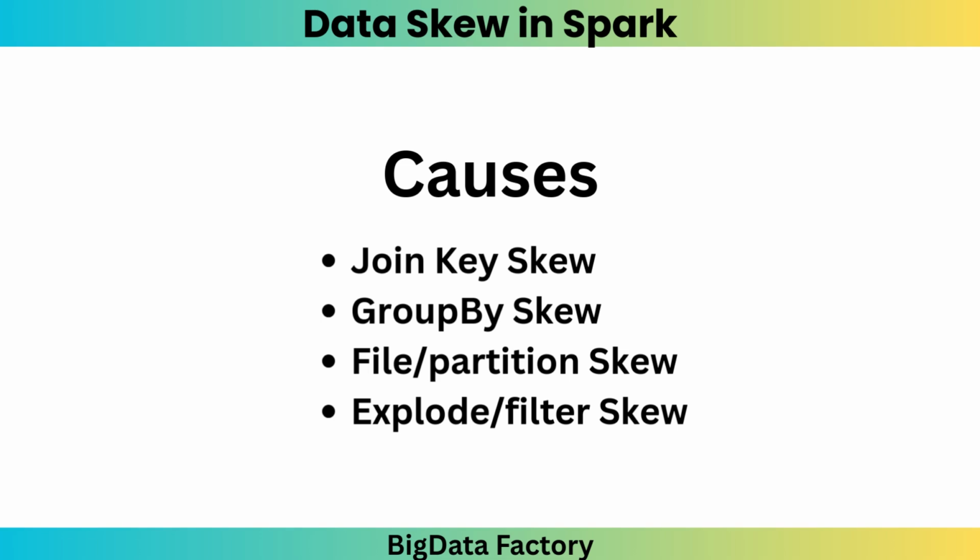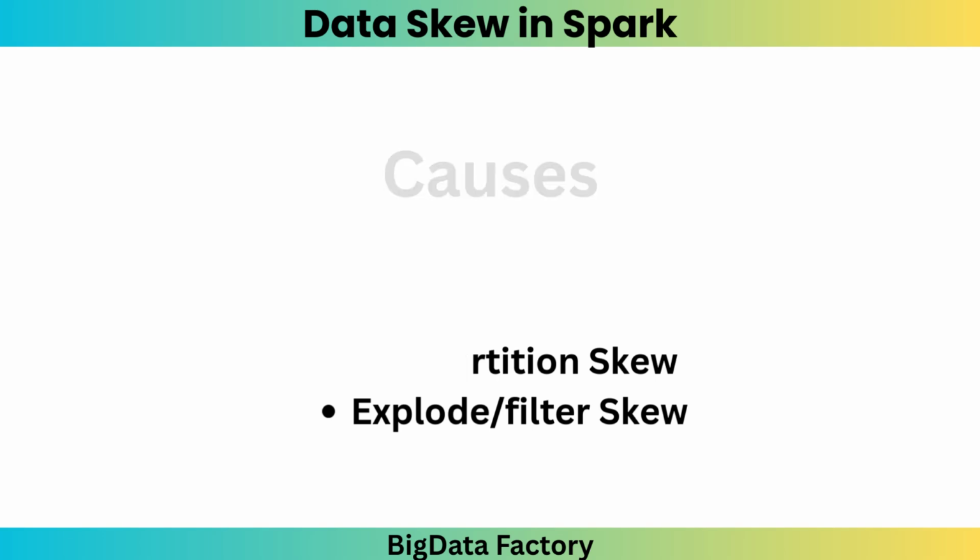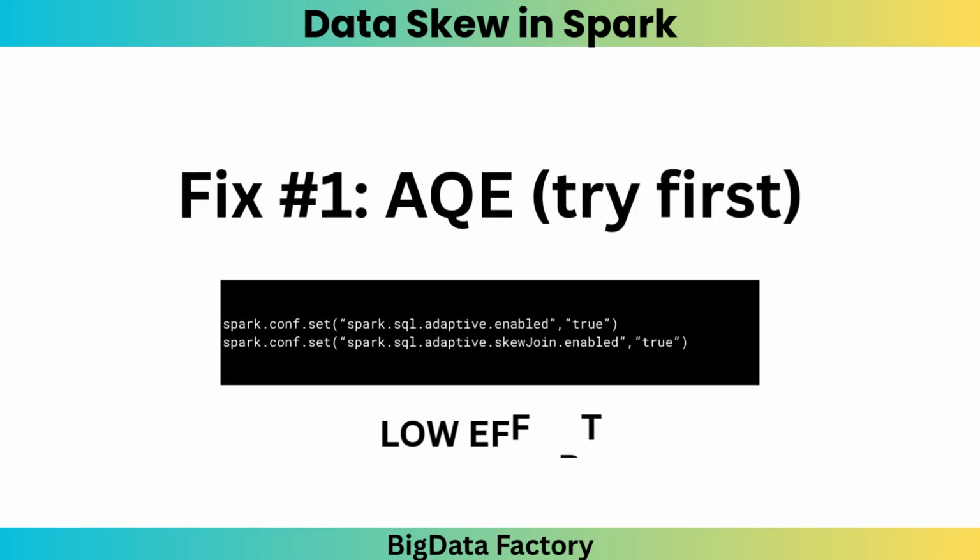And here is a trap. People see slowness and add more executors. Sometimes that helps, but when it's skew, adding more executors is like hiring more cashiers while all customers are still going to counter 1.